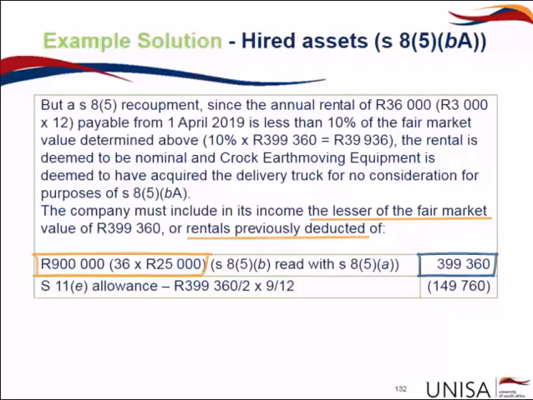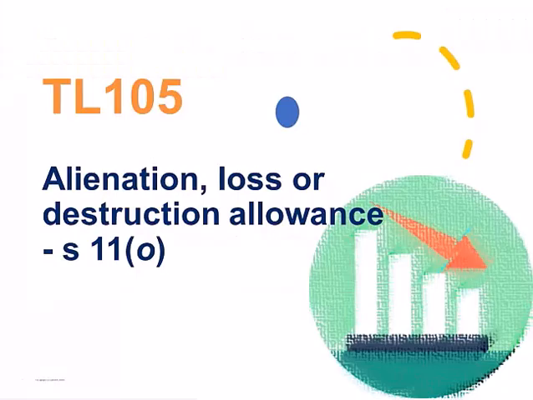399,360. However, because we are deemed to have acquired this asset, we will be entitled to a Section 11E allowance on the asset, and therefore we will take it over the 2 years that was given to us. Remember, Section 11E is apportioned, and we only used it as our asset as the owner for 9 of the 12 months.